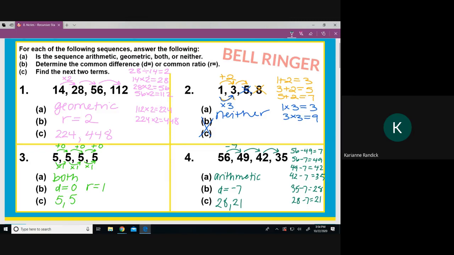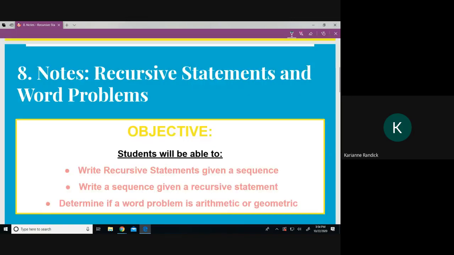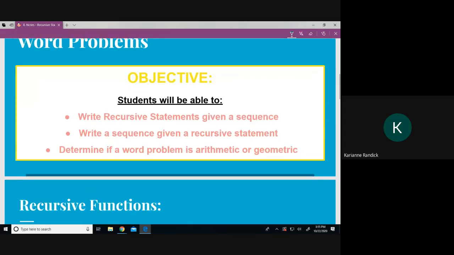So now we're going to go into our new section. So let's have our header for 8 notes, recursive statements, and word problems. You do not need to write your objective, but you do need that header on your paper. So our objective is we're going to be able to write recursive statements given a sequence and write a sequence given a recursive statement, so front and back. And then we're going to determine if a word problem is arithmetic or geometric.